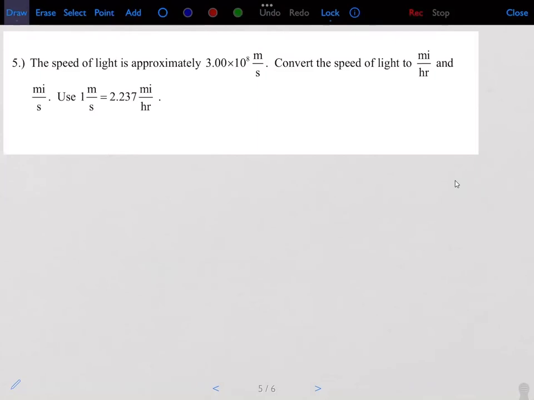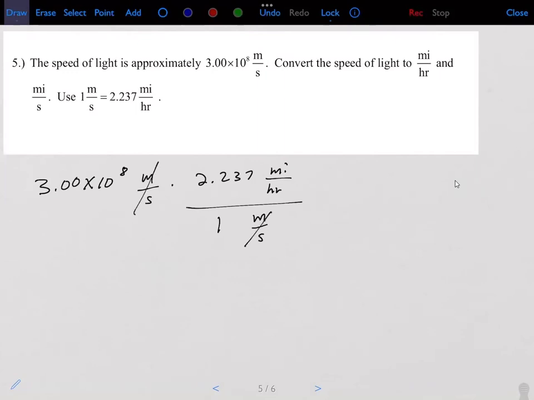Oh, and then I also want to convert to miles per second at some point too. Okay. So I'm going to start with 3.00 times 10 to the 8th meters per second. I want to go to miles per hour, but I know that 2.237 miles per hour is equal to 1, so I put it over 1 meter per second. Again, why did I put meter per second in the denominator? Because I want them to cancel.